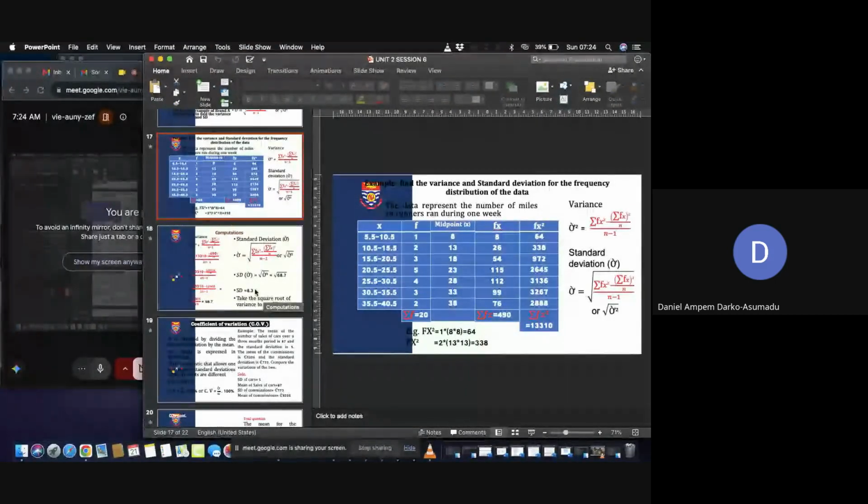So the only difference between standard deviation and variance is that one has a square root. When you calculate the variance, you put the square root on the answer. That answer becomes your standard deviation answer. Please, is that okay?